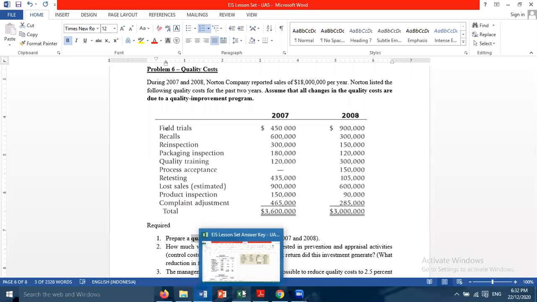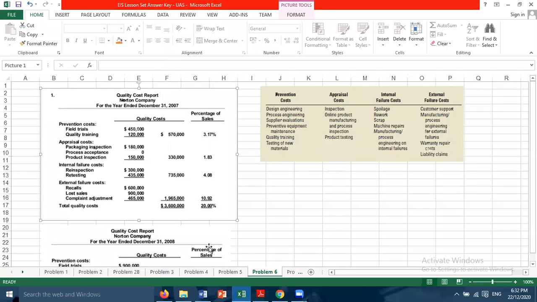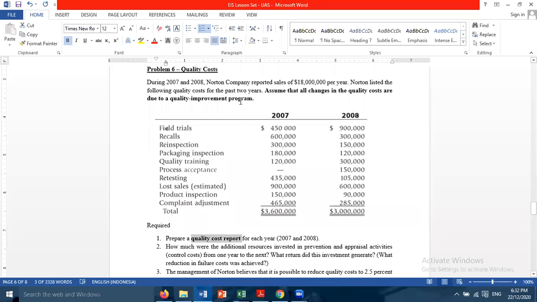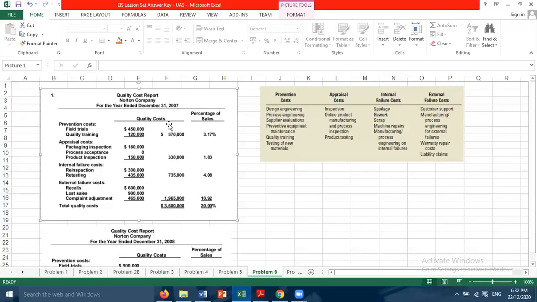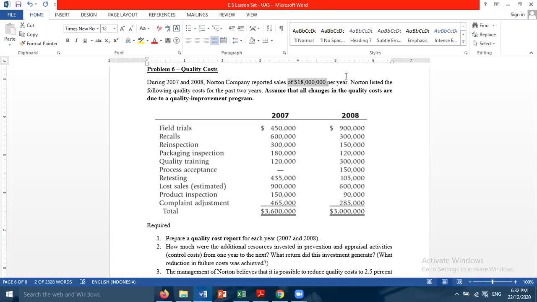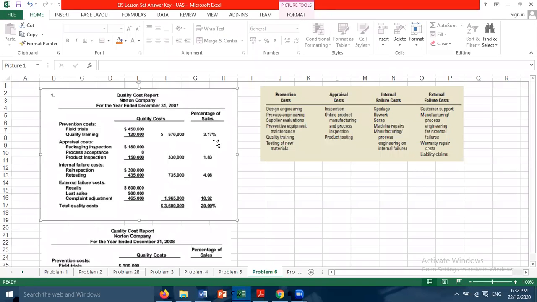Then, aside from that, in a quality cost report, we would also need to calculate the total cost as a percentage of sales. In this case, we need to divide each quality cost category by sales to compare it. Let's say, for example, prevention cost has a total cost of 570,000, whereas the sales in 2007 is 18 million. So we need to know the percentage: 570,000 divided by 18 million, which is 3.17%, and so on. And then we'll get a quality cost report like this here.